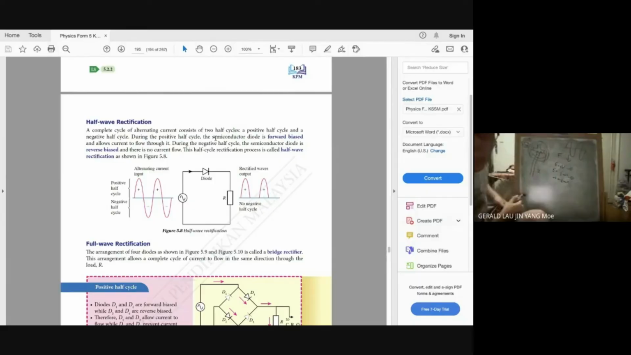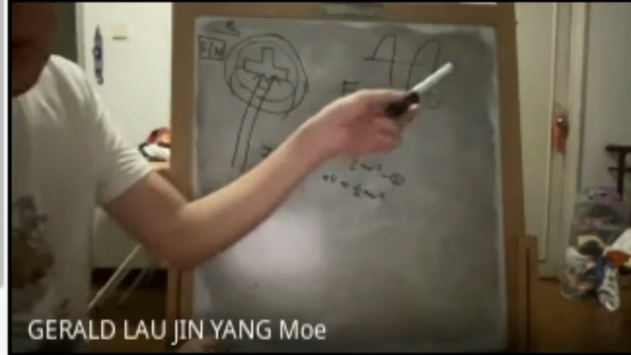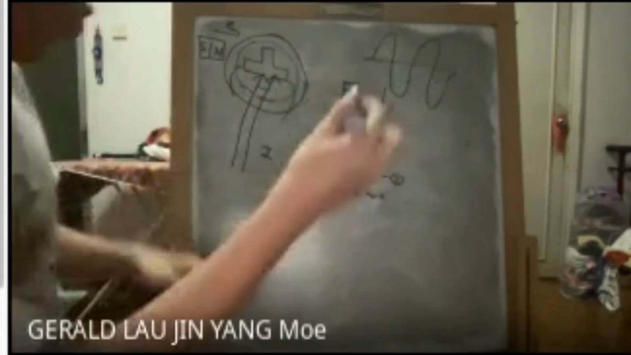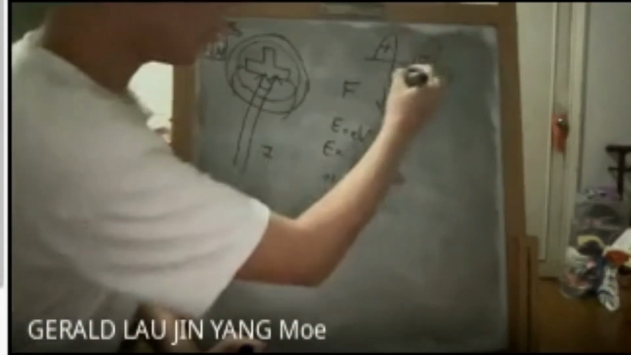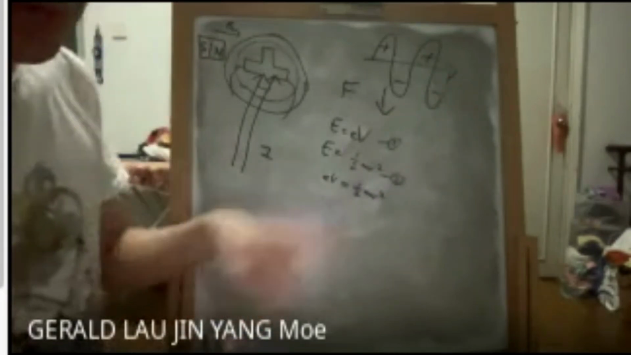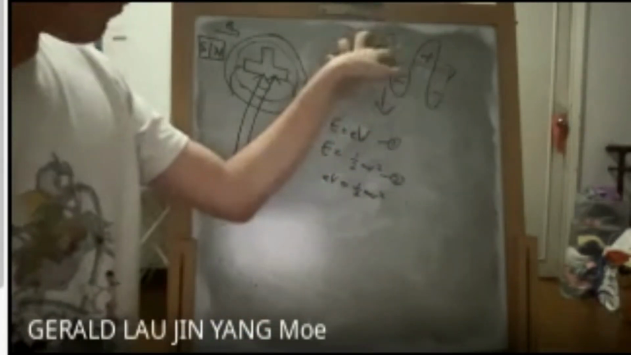Okay. During the positive half cycle, the semiconductor diode is forward bias. It will allow current to flow. But during the negative half cycle, the semiconductor diode is reverse bias, so there will be no current flow. That means only half the cycle is rectified, half wave. That means only the positive will be involved, so the current will be the positive one.